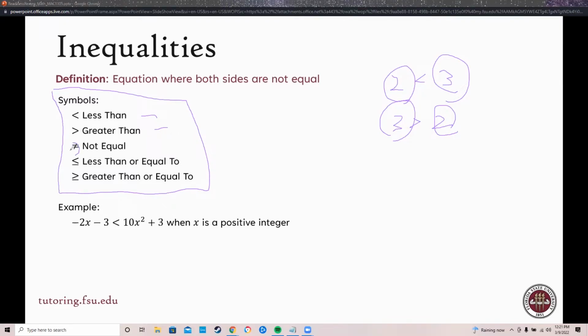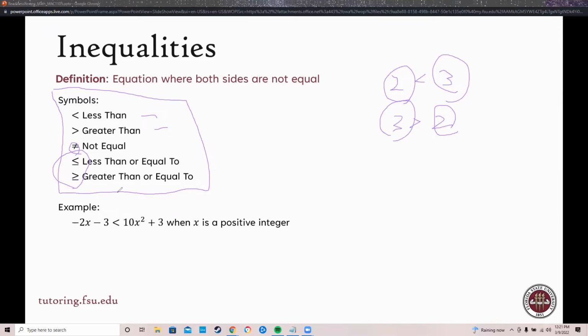Not equal doesn't come up that often. That's more of just a statement. If two things are not equal, then there's usually either something wrong or there are multiple solutions to the question. And if you have the less than or greater than sign with a bar underneath it, that just means less than or equal to, which means the sides can sometimes equal each other, but most of the time one is either less than or greater than the other.